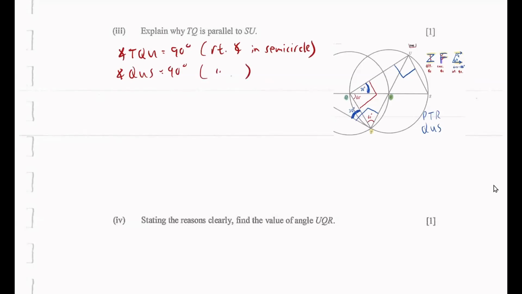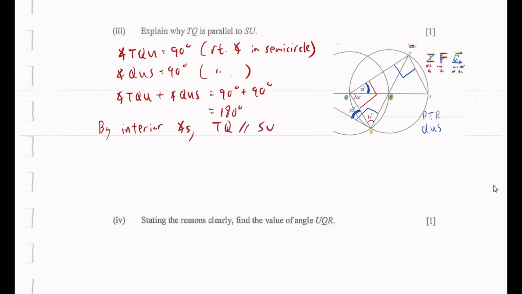Then therefore we can say that angle TQU plus angle QUS is 90 plus 90, which is 180 degrees. Then we can just quote by interior angles, the two lines are parallel. Okay.